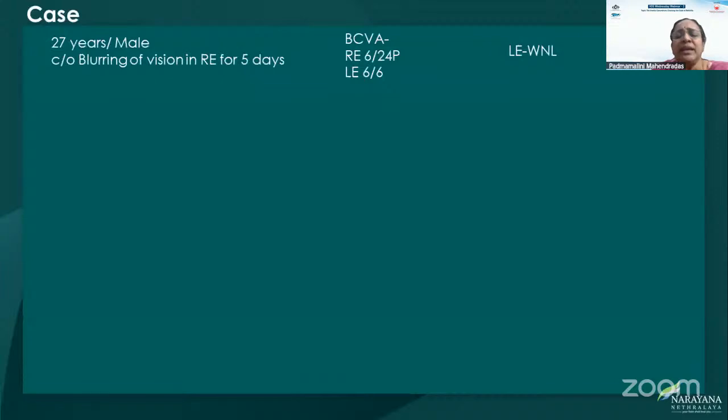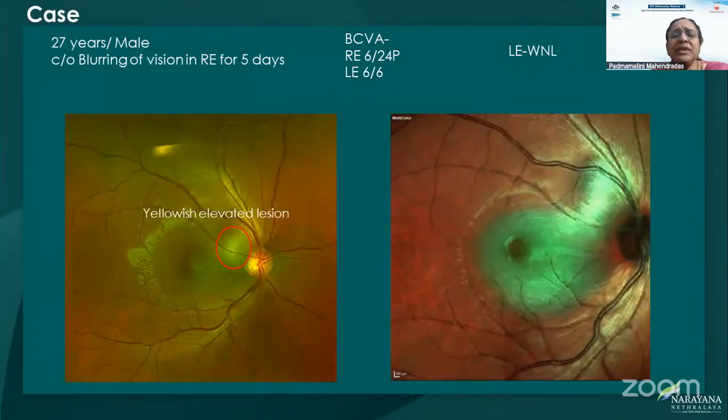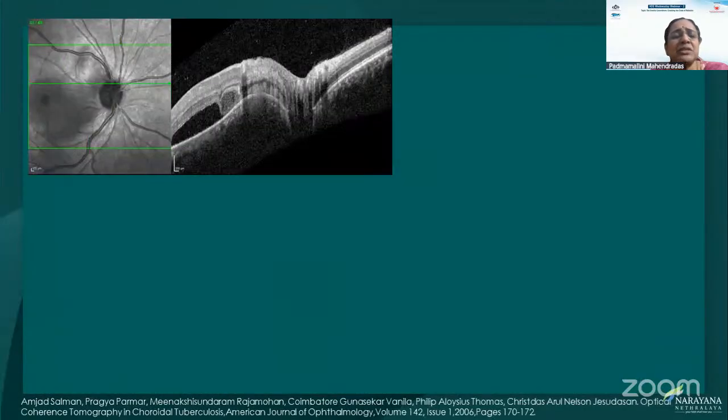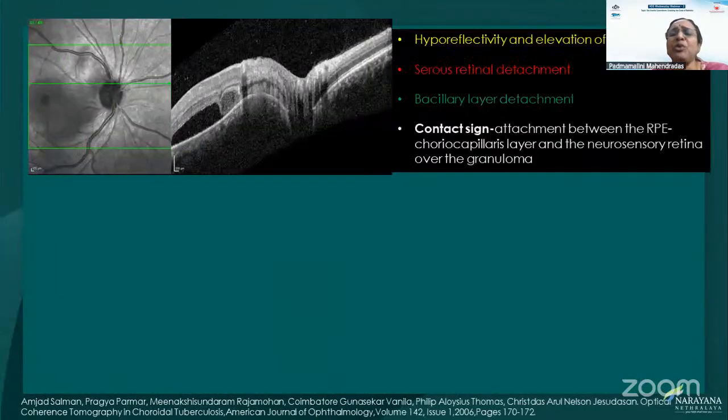Let's see. Here is a case of a 27-year-old male who presented with blurring of vision. Here, visual acuity was 6/24. You could see the yellowish subretinal lesion with surrounding serous elevation. OCT shows hyporeflectivity and elevation of the choroid, what we call a choroidal bulge, serous retinal detachment, basal layer detachment with contact sign. Contact sign is an attachment between the RPE-choriocapillaris layer and the neurosensory retina over the granuloma.